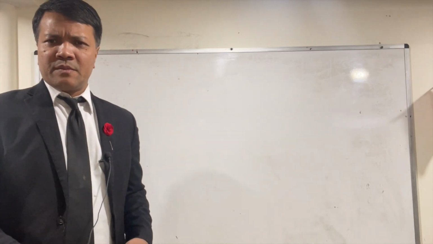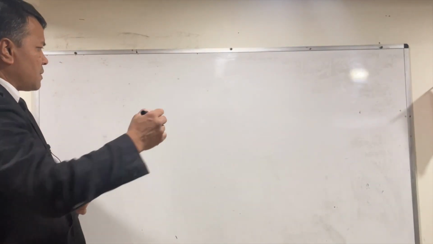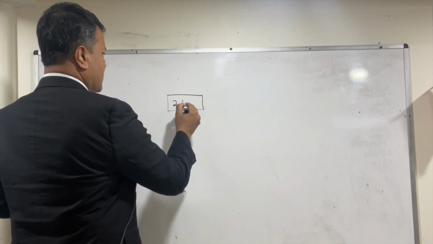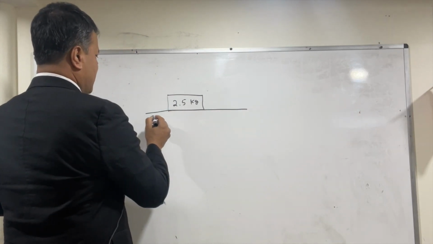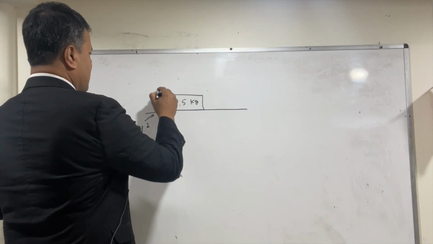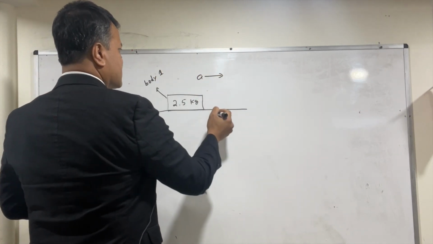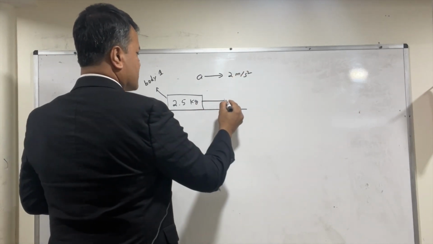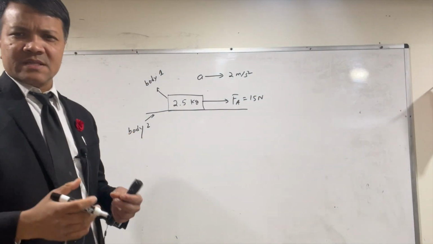Problem 6 from exam number 6. Problem 6, I give you a box. The box is 2.5 kilogram and the box is accelerating on a body number 2. So let's call it body 2 and let's call this one body 1. And it is accelerating this direction with 2 meters per second squared, because someone is applying 15 Newton to the east, so therefore it is accelerating to the east.